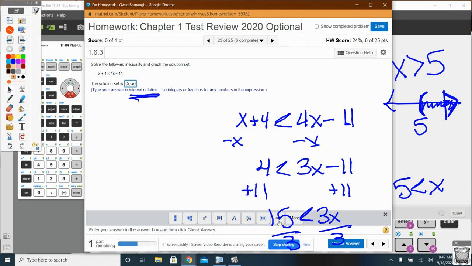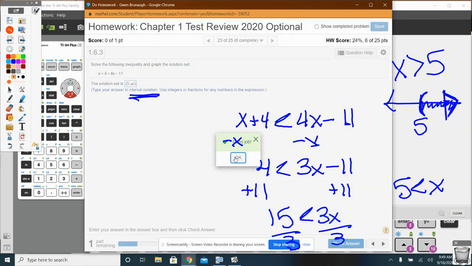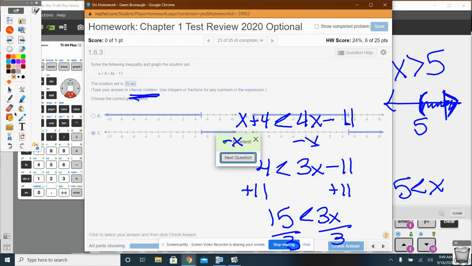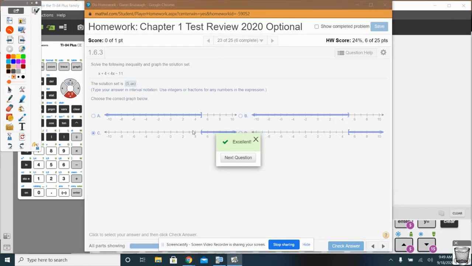Now, there's another way you could have solved that problem. Some of you maybe would have subtracted the x, and I'll do that in a minute. First, let's find the graph. I already graphed it. The 5 with the parenthesis is this guy. And there you go.